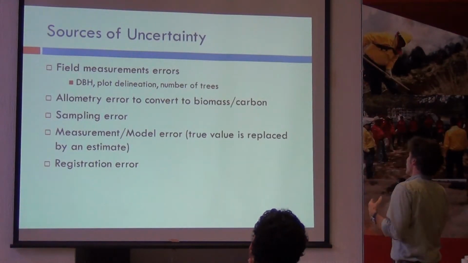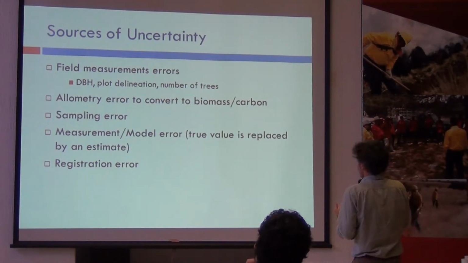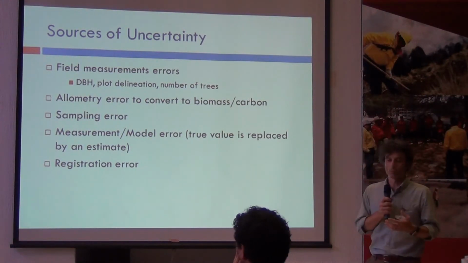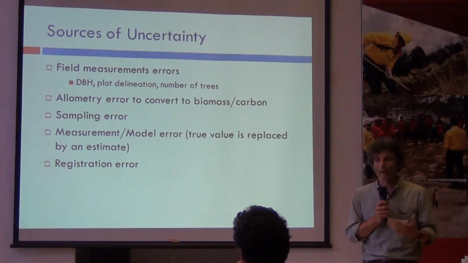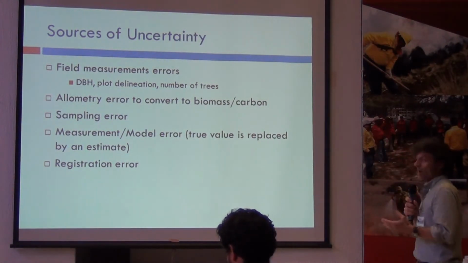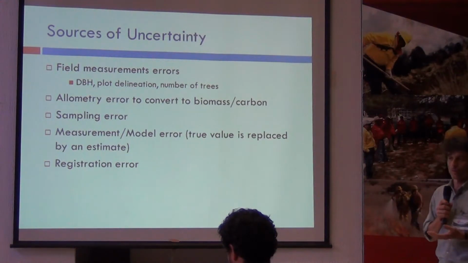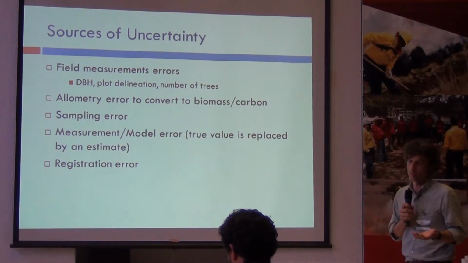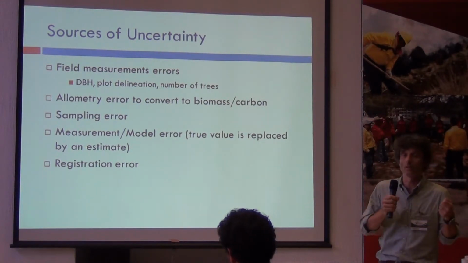So now, what are the sources of error that we have when we try to generate maps based on the direct approach? Some are the common errors that we have. So we have errors in the field data, right? We can make mistakes in the DBH.